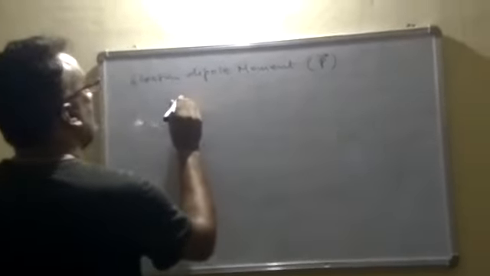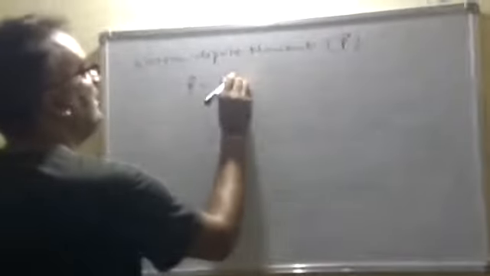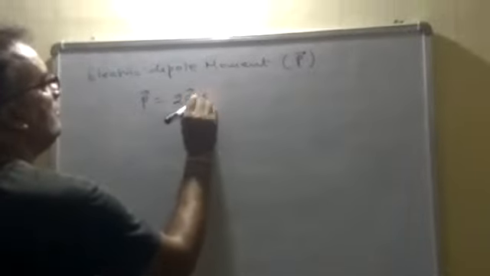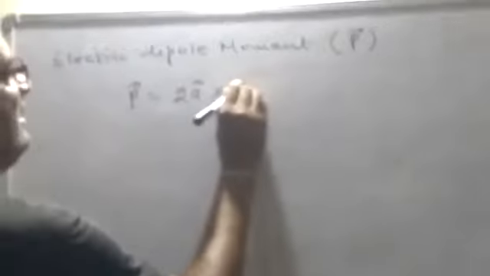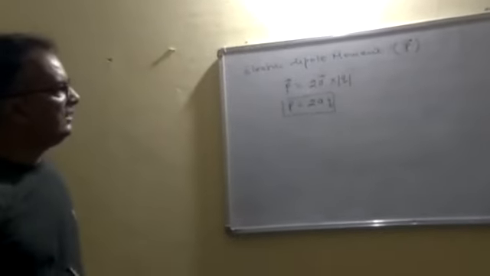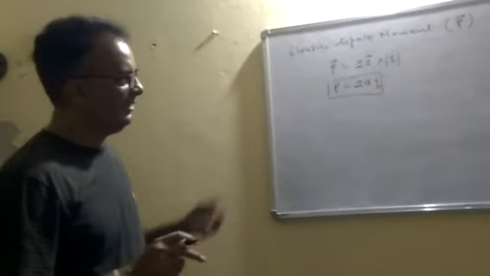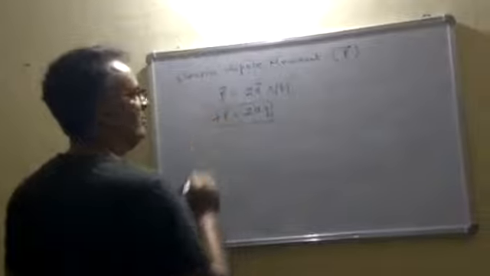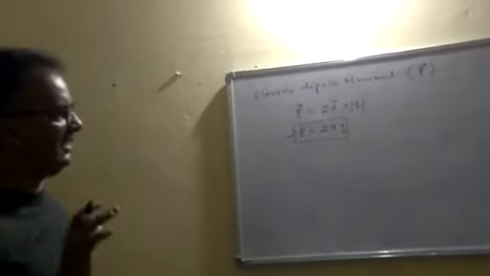Now this electric dipole moment P equals 2a into the magnitude of any of the charges, that is P equals 2aQ. This is called electric dipole moment. It means the product of the magnitude of any one charge with the distance between the two charges, in this arrangement of the two charges. I think it is very clear what is electric dipole and what is electric dipole moment.